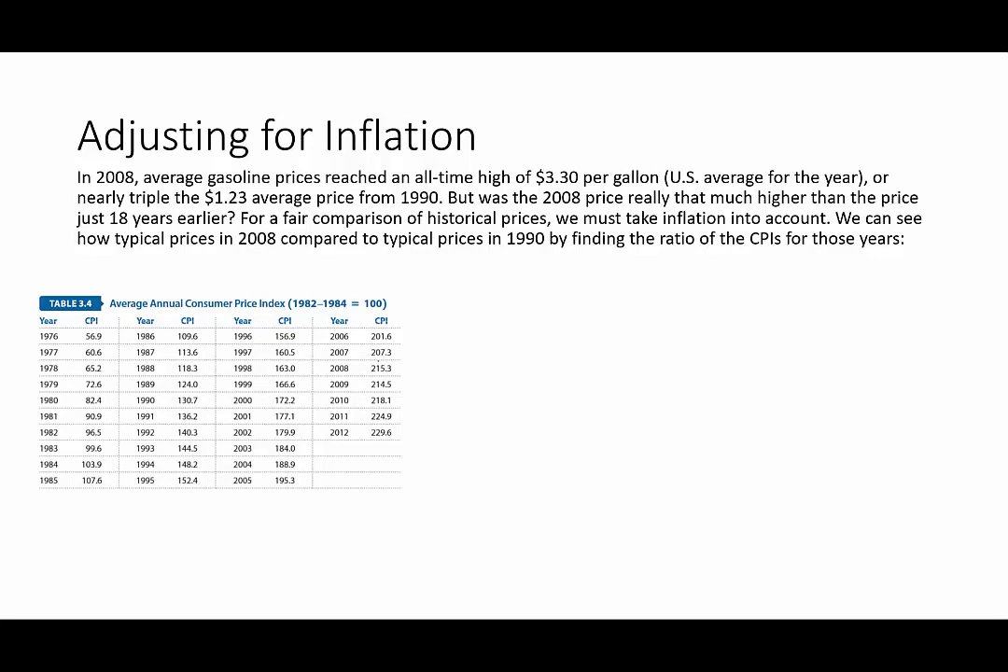Now let's look at adjusting for inflation. In 2008, average gasoline prices reached an all-time high of $3.30 per gallon, or nearly triple the $1.23 average price from 1990. But was the 2008 price really that much higher than the price just 18 years earlier? For a fair comparison of historical prices, we take inflation into account. We can see how typical prices in 2008 compared to typical prices in 1990 by using the ratio of the CPIs for those 2 years. So what we're looking at is the CPI of 2008, and we're going to compare it to the CPI from 1990.